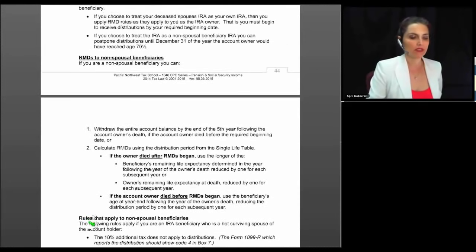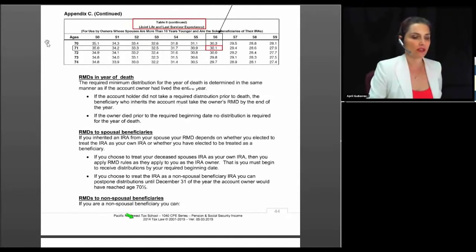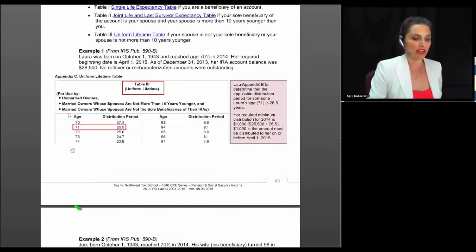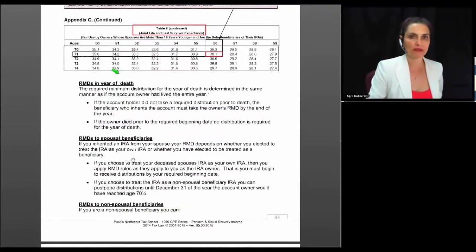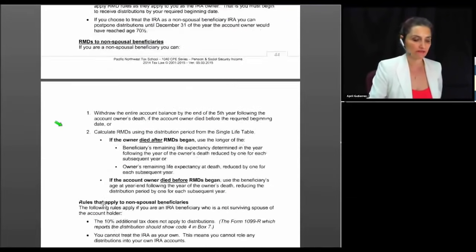So what these are saying is that each year you figure your required minimum distribution, you're going to have to move down the table in terms of age. So each year the ratio changes. So it's 26.5 if you're age 71, but it's 25.6 if you're age 72. So the ratio used to figure required minimum distribution changes annually as you age.